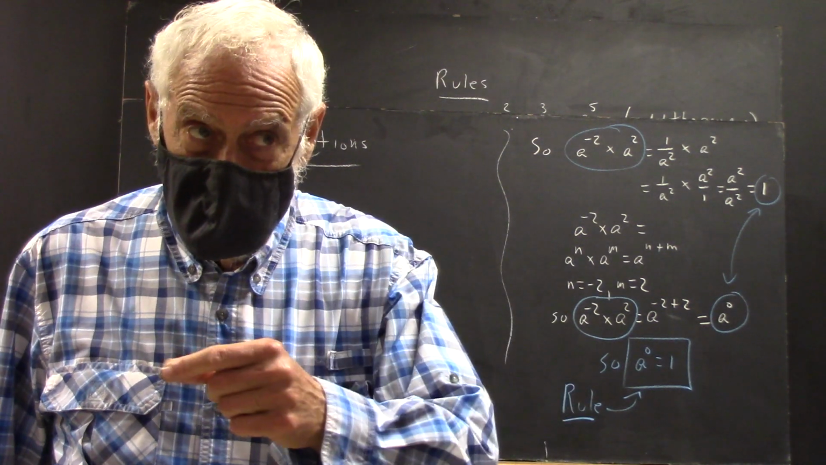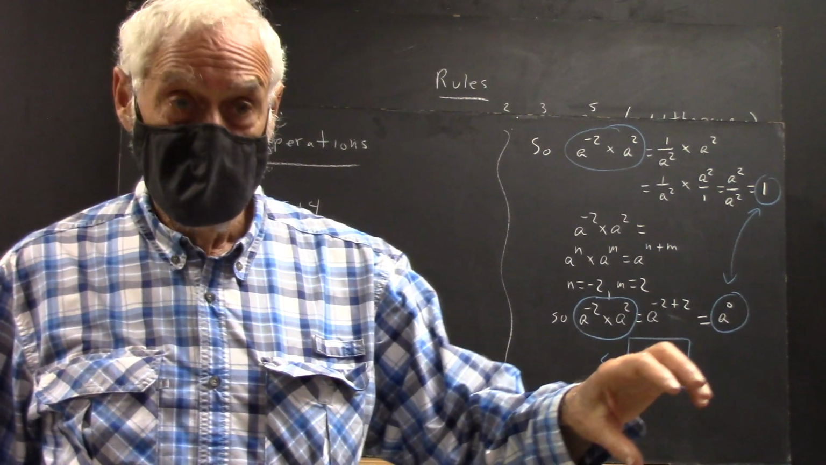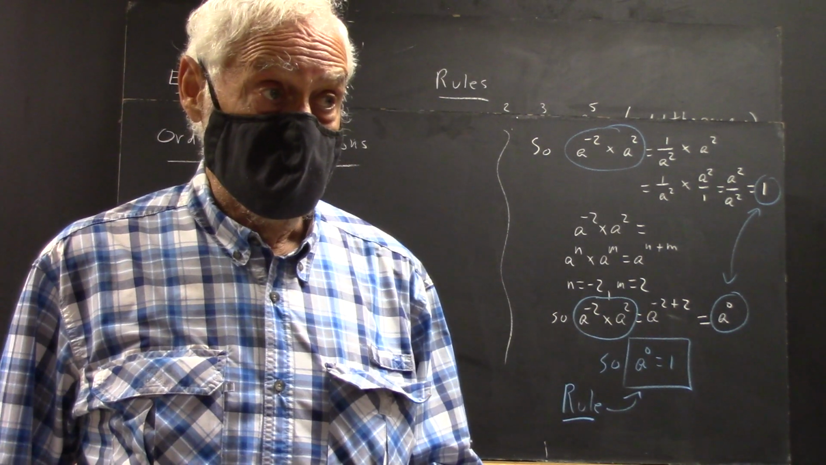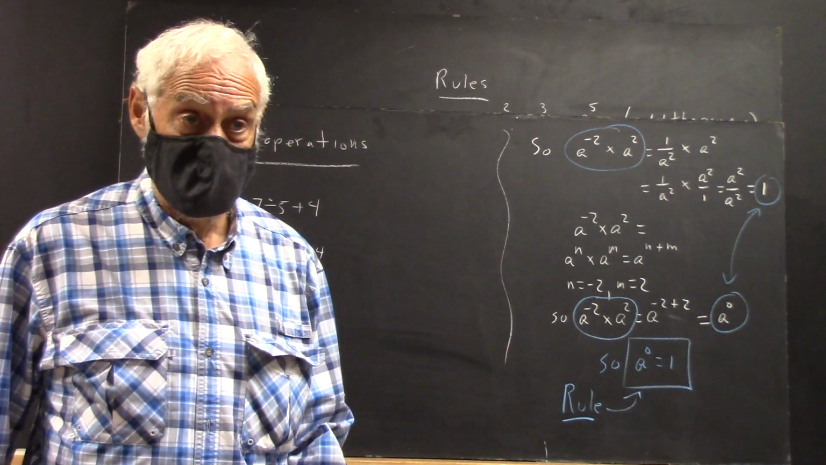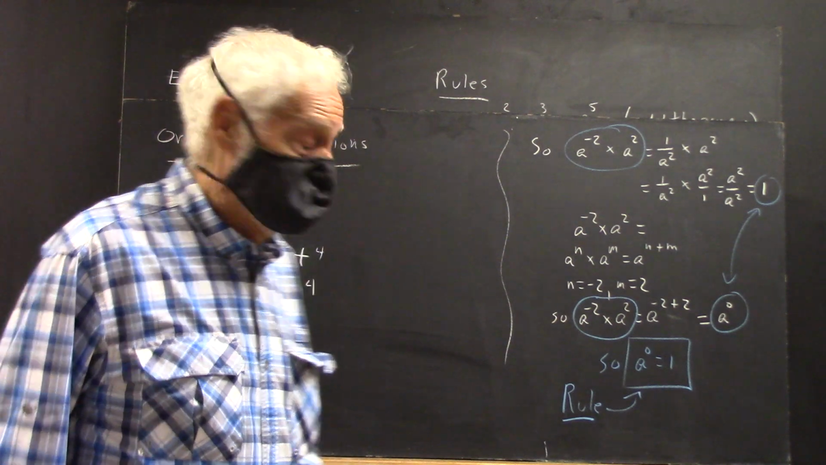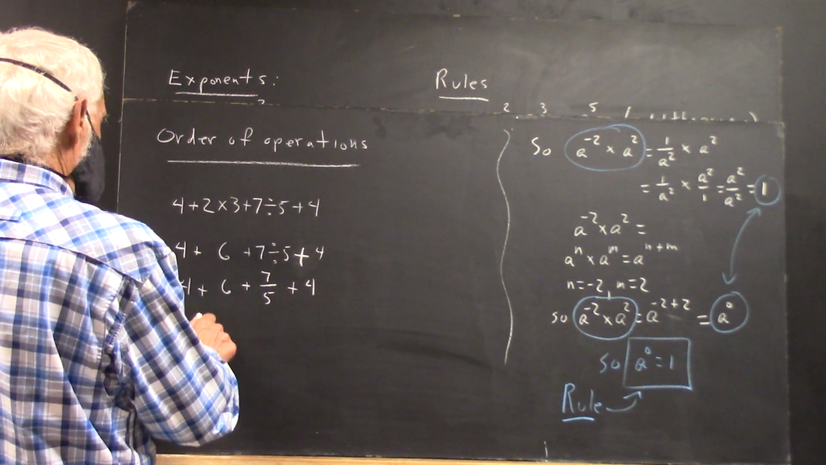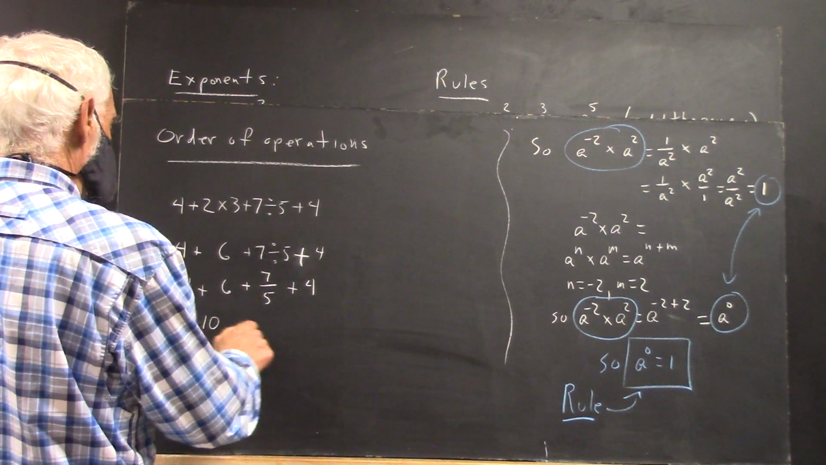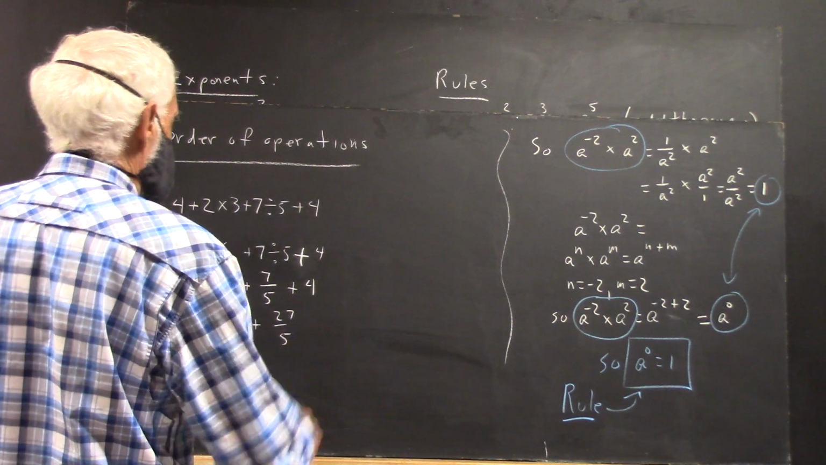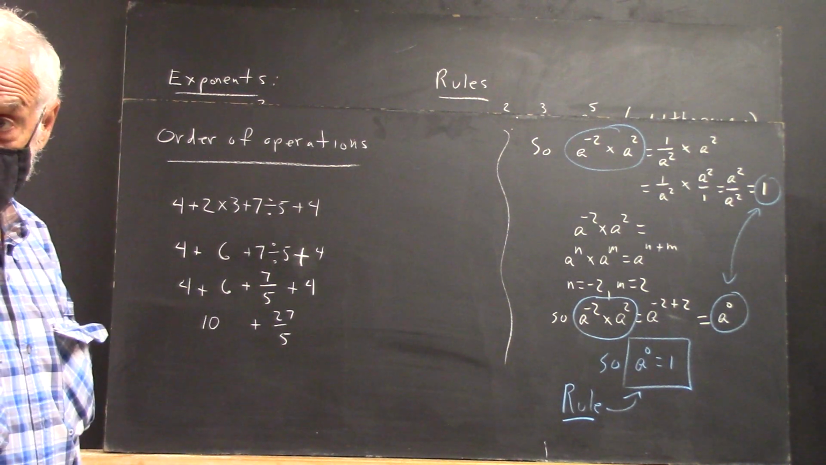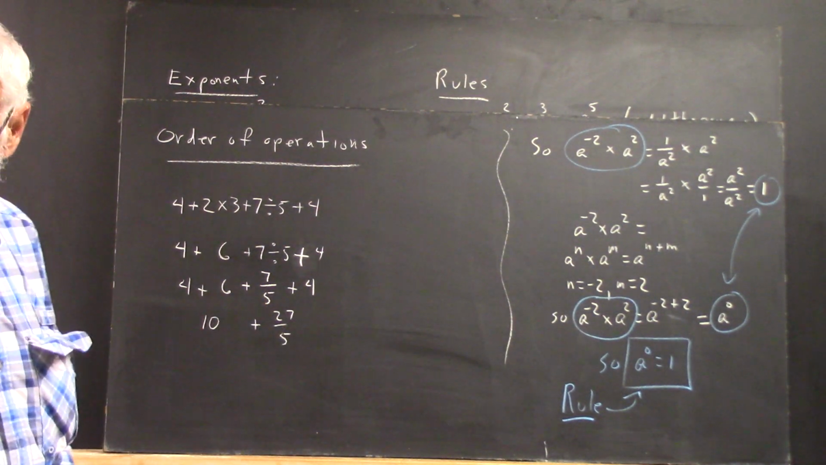Now, if you got a string of multiplications and divisions with no adding or subtracting, you got to do them in order. Okay? So the rule is multiplications and divisions in order, left to right. Anyhow, now let's say that's 10, and that's 27/5. So you could add these two and add these two if you wanted to. Or you could have added the 6 and the 7/5, that'd be 37/5, okay?